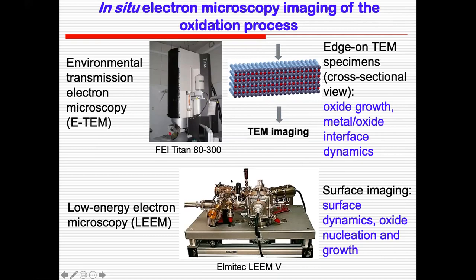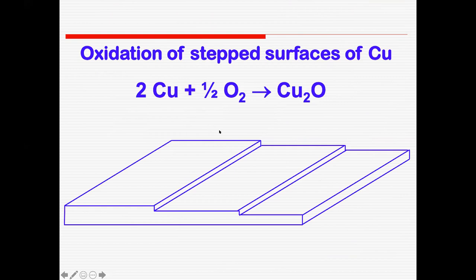Another technique I'm going to talk about today is low energy electron microscopy. This is a surface sensitive tool that allows us to look at the oxide nucleation and growth that happen at the surface. The example we are going to talk about is the oxidation of a step at the surface of copper. We form the Cu2O phase.